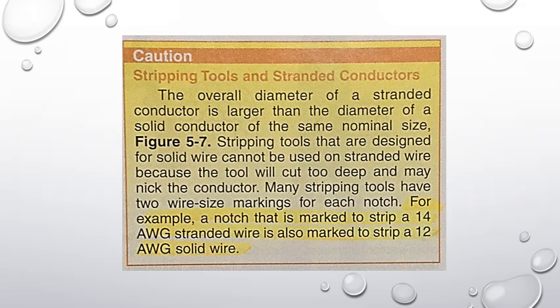Caution: stripping tools and stranded conductors. The overall diameter of a stranded conductor is larger than the diameter of the solid conductor of the same nominal size. Figure 5-7. Stripping tools that are designed for solid wire cannot be used on stranded wire because the tool will cut too deep and nick the conductor. Many stripping tools have two wire size markings for each notch. For example, a notch that is marked to strip a 14 AWG stranded wire is also marked to strip a 12 AWG solid wire.